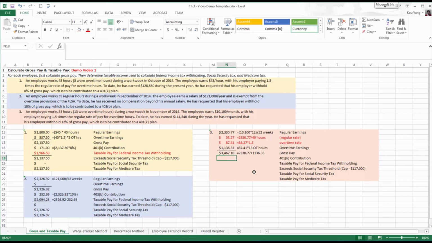His 401k contribution will be 12% of his gross pay, which is $416.05.